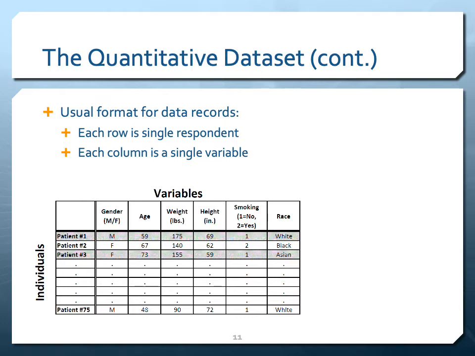Just to point out one very quick thing, you'll notice in the smoking column, they've used 1 for no and 2 for yes. And that's a very common sort of thing to see, where you'll have a number representing a group or potential response. And that's different from if you look in the very first column, under gender, M and F.